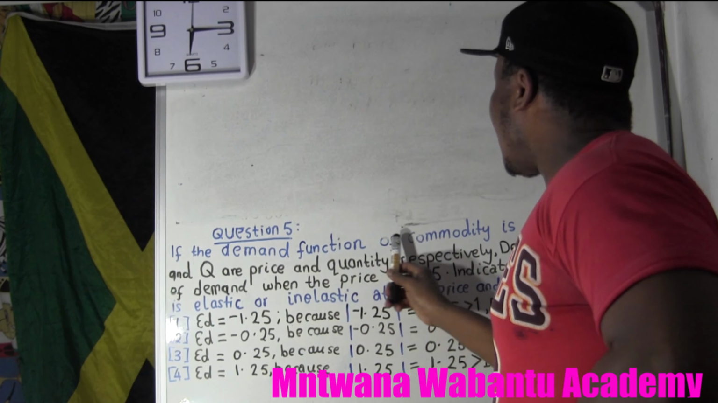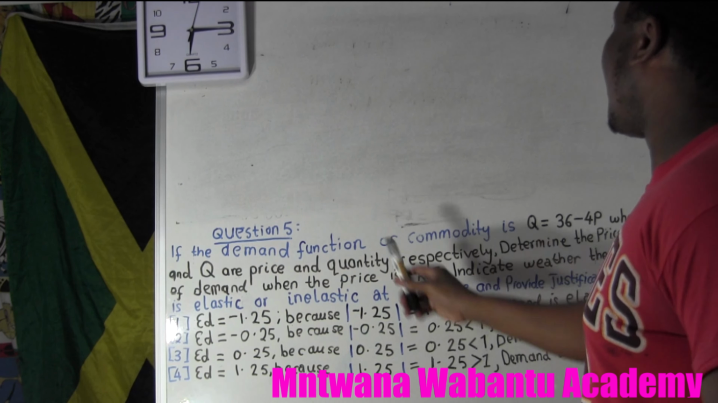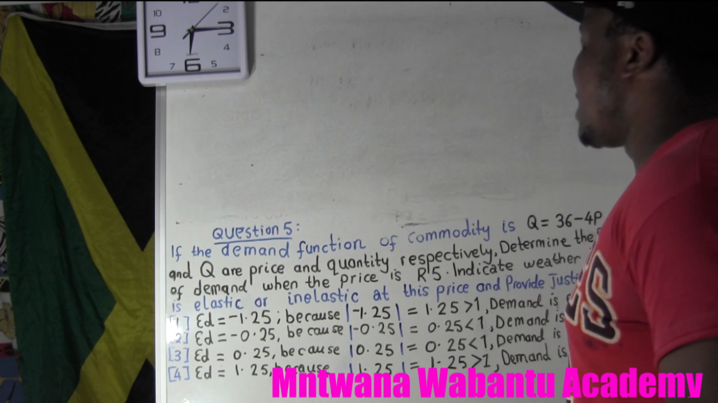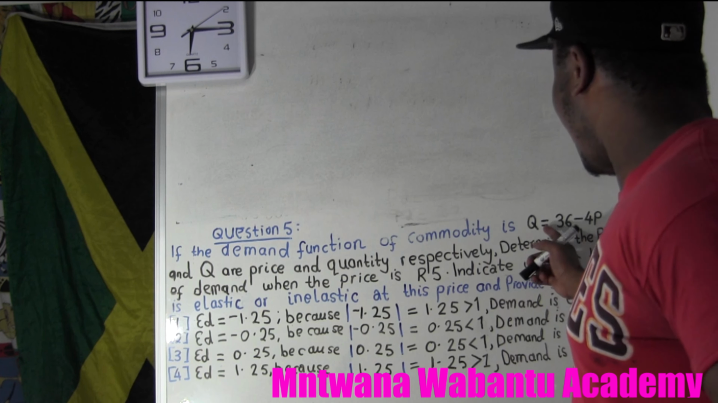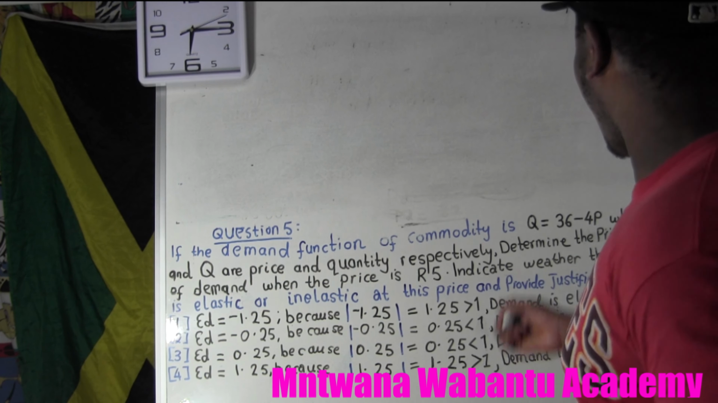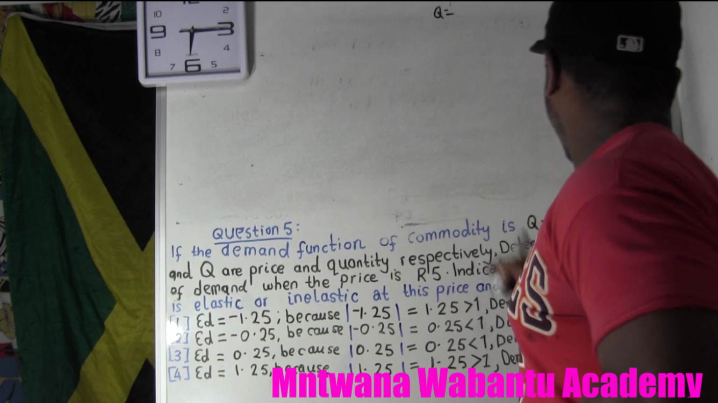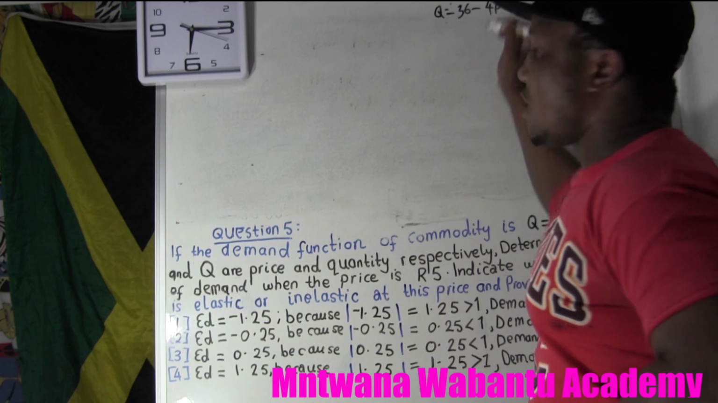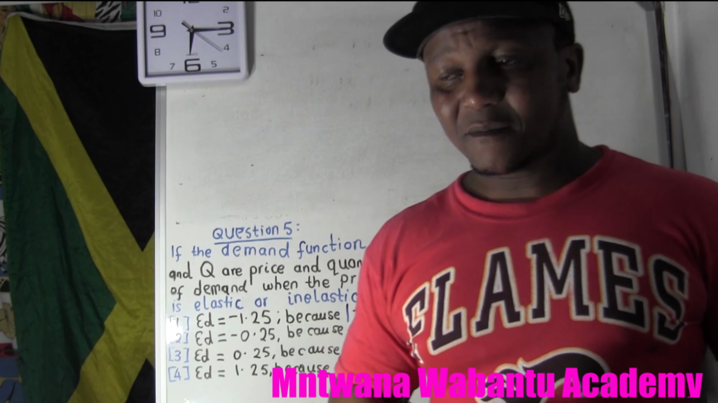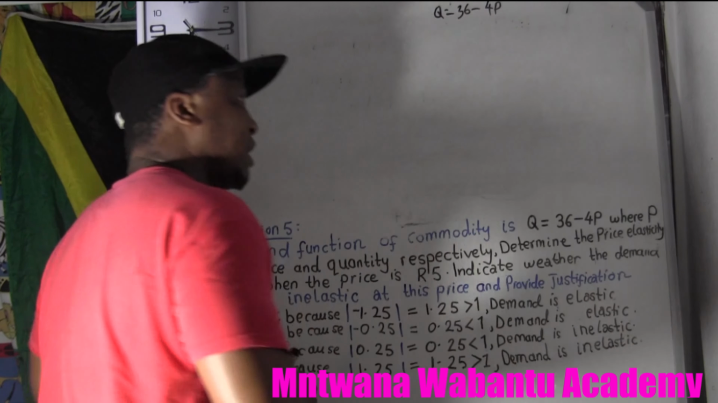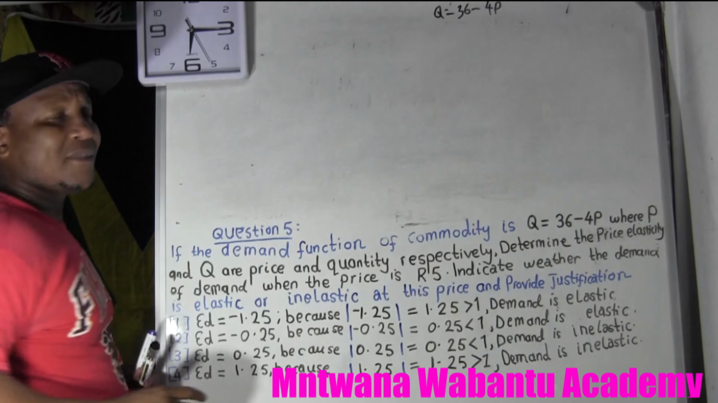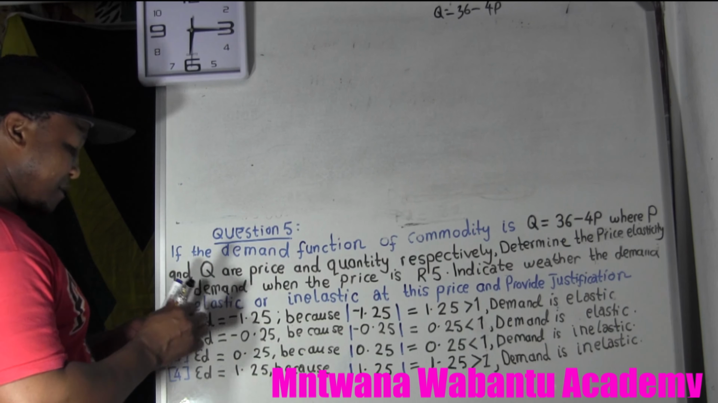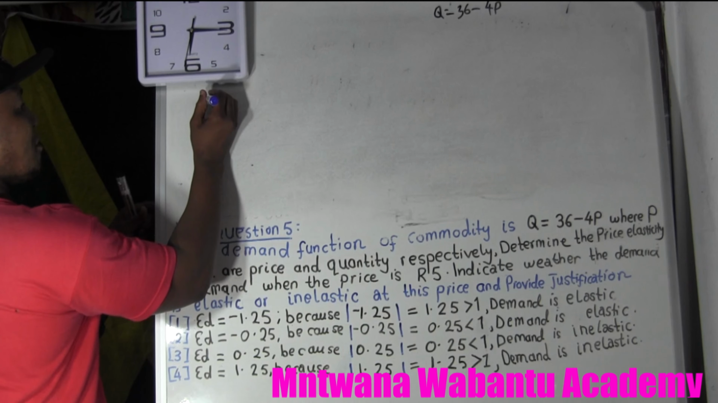If the demand function of a commodity is Q equal to 36 minus 4P. So the demand function is given right here. I can write my demand function here: 36 minus 4P. But that's not the standard form of the demand function. I'm going to rewrite it, okay? The demand function is always in this form.